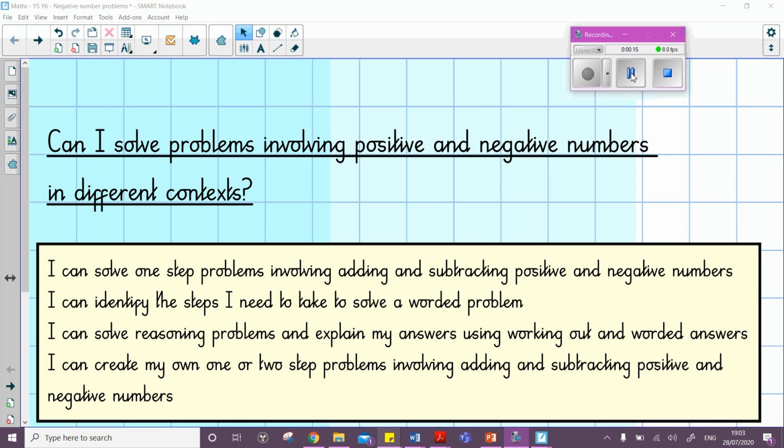And by the end of the little lesson, I hope that you'll be able to solve one-step problems involving adding and subtracting positive and negative numbers, that you'll be able to identify the steps that you need to take to solve a worded problem, so being able to identify the strategies that you might use, that you'll be able to solve reasoning problems and explain your answers using your working out, whether it's jotting the number line, diagrams, your number sentences, and also giving worded answers to show that you have solved a worded problem. And then you might want to move on to creating your own one or two step problems involving addition and subtraction.